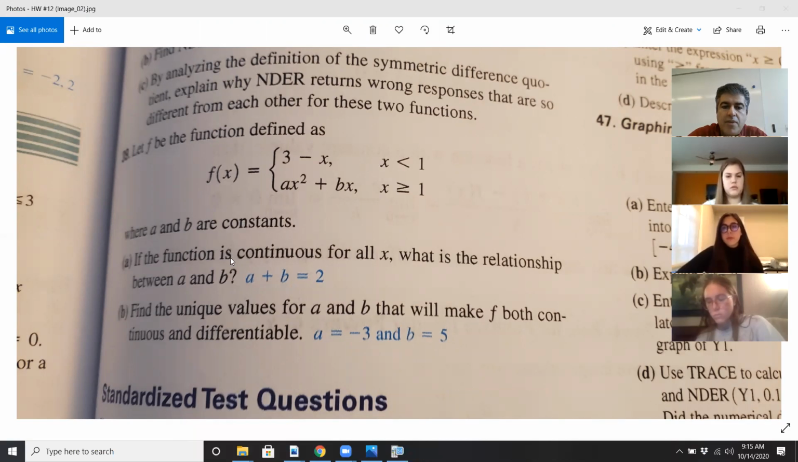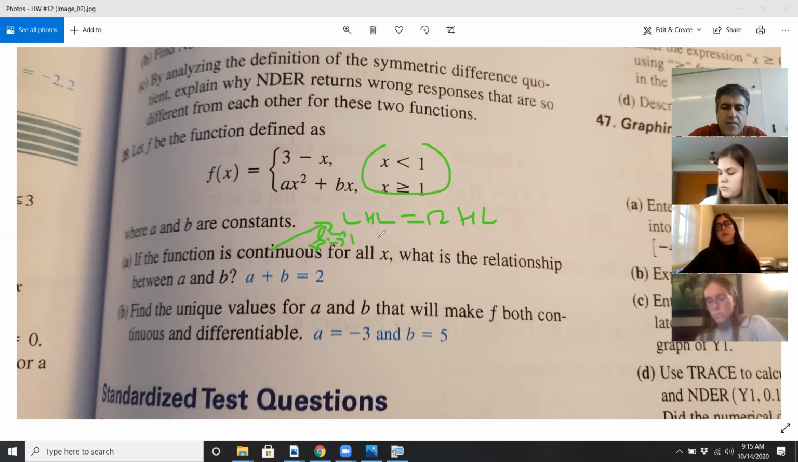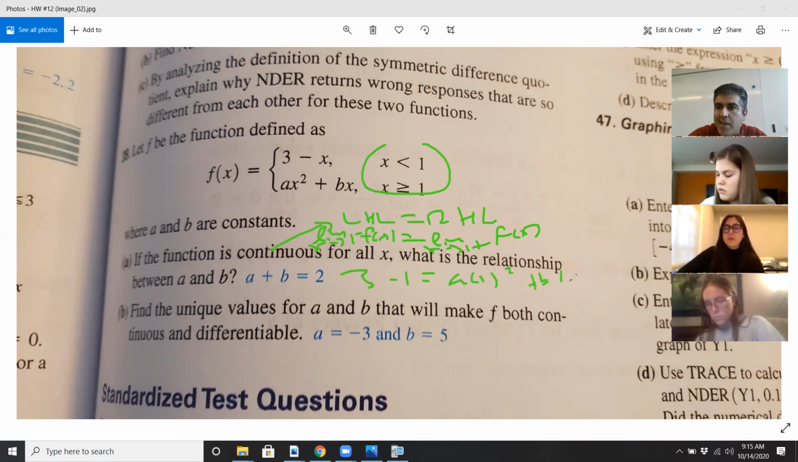So all you need to do for continuity, you really just need this to happen. What is the left-hand limit? The limit as x approaches 1, because 1 is a boundary here, of f of x from the left side, mind you, and the limit as x approaches 1 from the right side of f of x. Well, that's easy. That's just 3 minus 1 equals a times 1 squared plus b times 1. Remember, you're plugging 1 in. So 2 equals a plus b. That's how you get that.